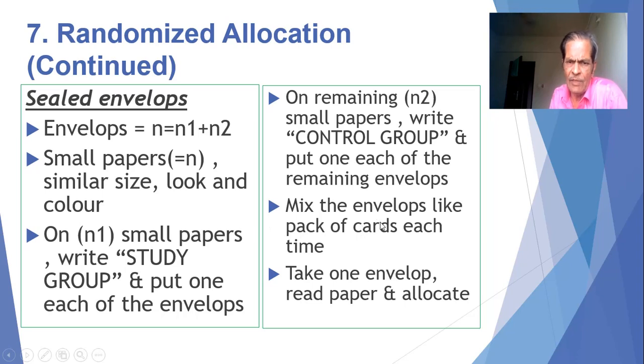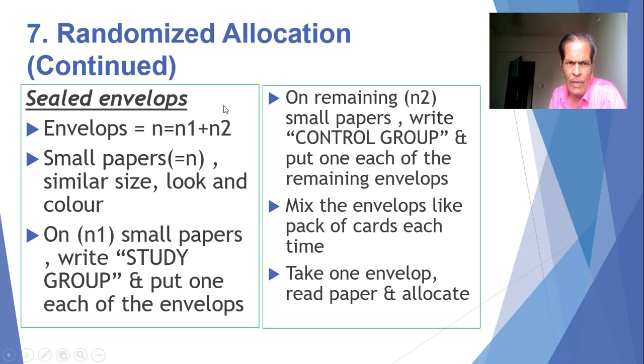Then we mix these envelopes like a pack of cards. Each time we have to allocate a person. The first person comes, we mix all the envelopes like a pack of cards and offer them to the person for whom the allocation is to be done. He draws one envelope. We read the paper, and suppose it is written study group. Then that person is allocated to the study group, and receives the treatment decided for the study group. If it is control group, then the person is allocated to the control group and receives the treatment for the control group.